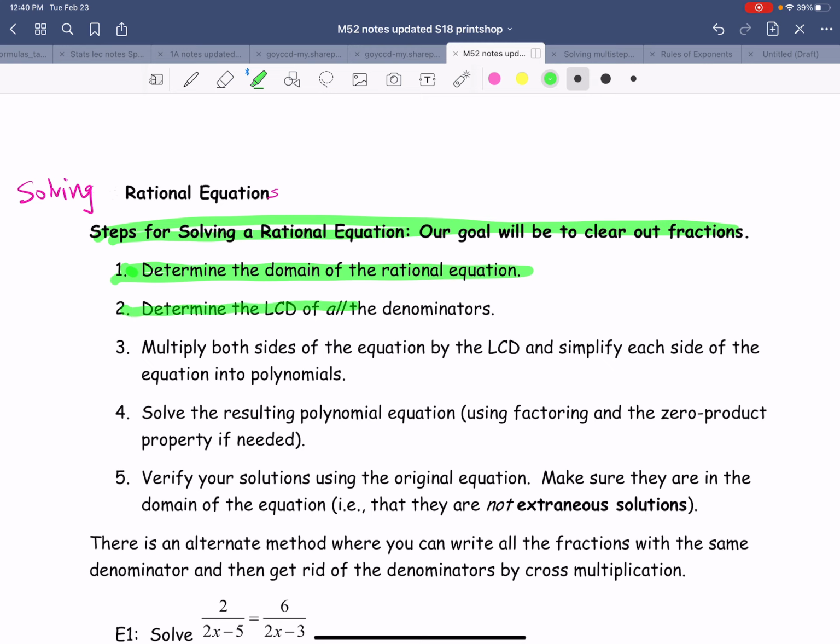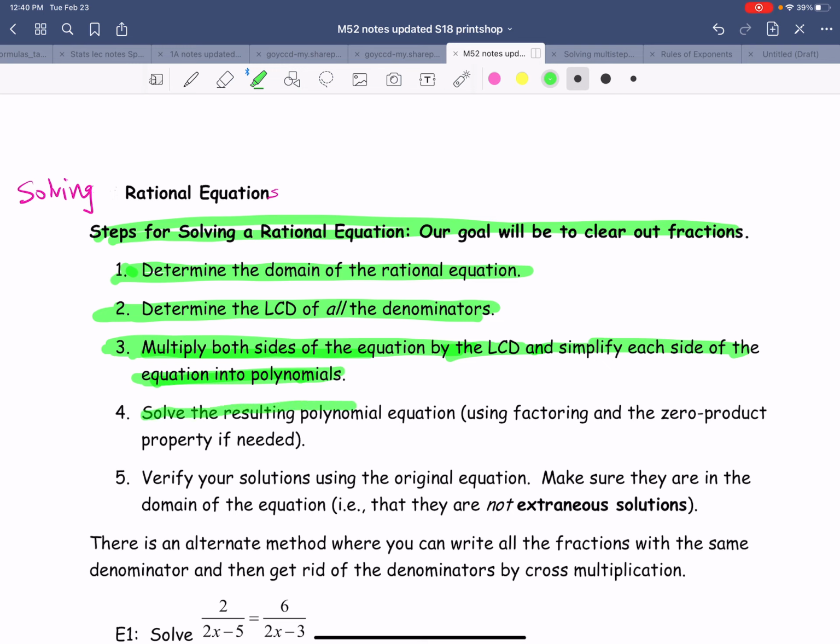Second step, determine the LCD of all the denominators, both sides of the equal sign. Determine the LCD of all the denominators. The next step is multiply both sides of the equation by the LCD and simplify each side of the equation into polynomials. So in step number 3, when we multiply both sides with the LCD, we will clear out the fractions. No more fractions will be left.